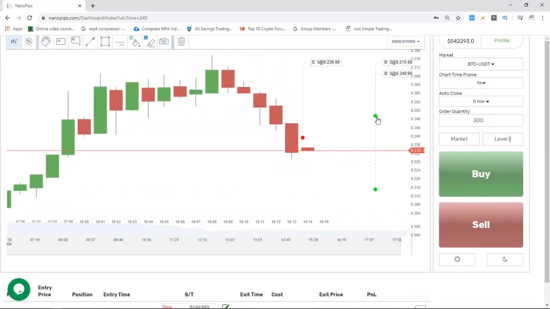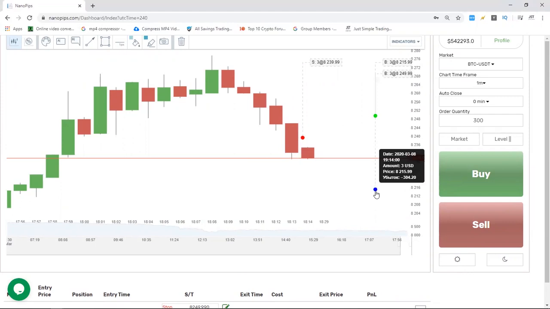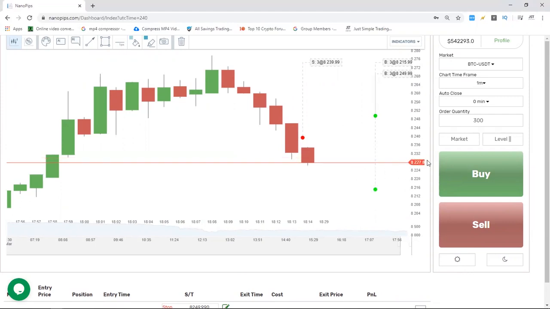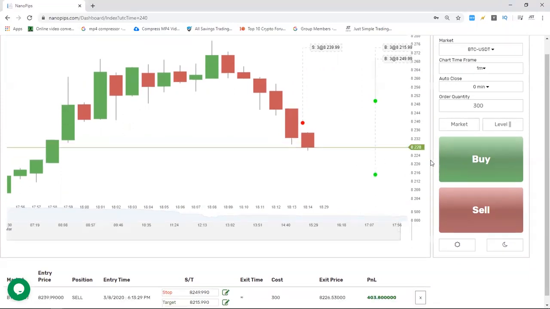As you can see, there's our target and stop. So that means once the market goes here, it'll exit this trade. And once the market goes here, it will exit the trade. This is our stop loss. We'll either lose negative $300 approximately, and this is our target. We'll make approximately $400, $500.